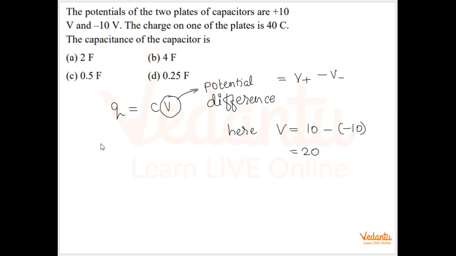So now I will substitute the values. So 40 is equal to C into 20. That gives me C is equal to 2 farads. Option A will be the correct answer.